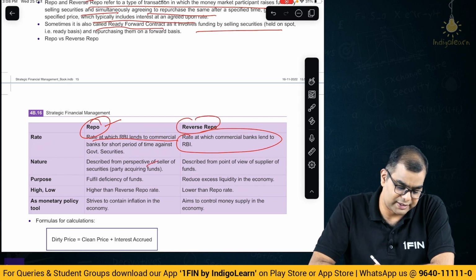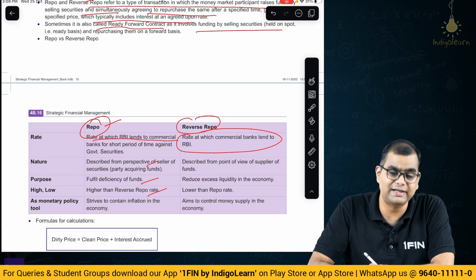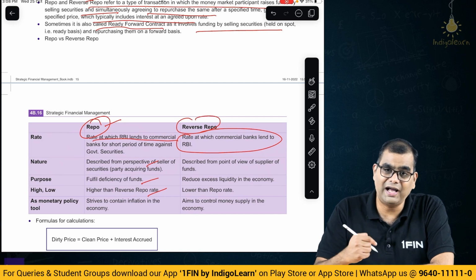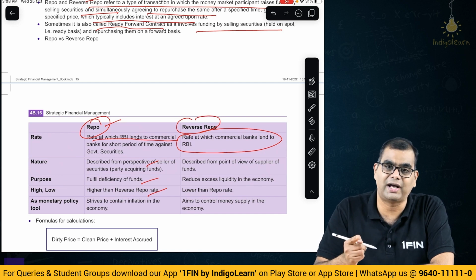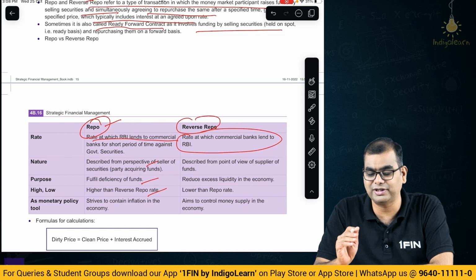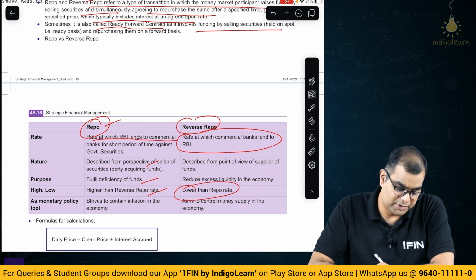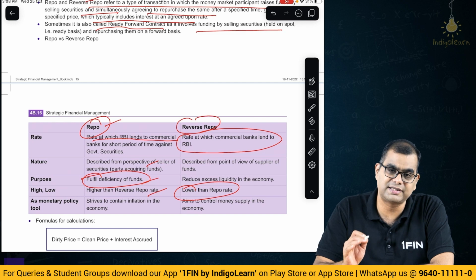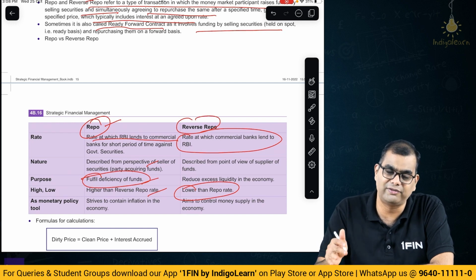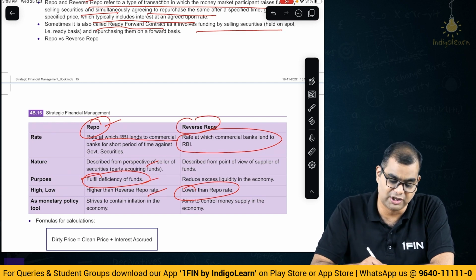Described from the perspective of the seller of securities, it is to fulfill deficiency of funds, and the repo rate is higher than the reverse repo rate. So when RBI lends you money, they will lend it at a higher rate. When you lend to RBI, the RBI will give you a lower interest rate, lower than the repo rate. The purpose of repo is, in case there is a shortage in the market, you will give money to everybody in the market so that there is no liquidity crunch. Whereas when there is excess liquidity, you will do reverse repo.